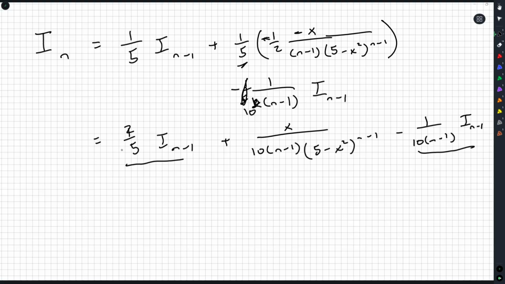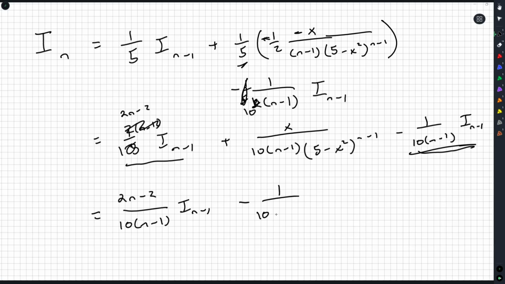So multiply top and bottom by 2. Multiply top and bottom by n minus 1. So that'll be 2n minus 2 on top. So 2n minus 2 over 10 n minus 1 I n minus 1 minus this guy here, which is minus 1 copy of the n minus 1, plus, I'm just going to copy this guy for a moment. So 2n minus 1 minus, n minus 2 minus another 1, we'll have 2n minus 3 on top. So here's my final answer.